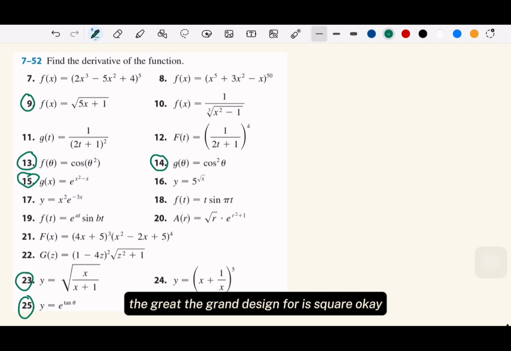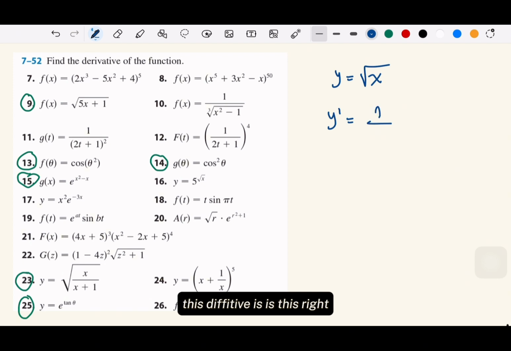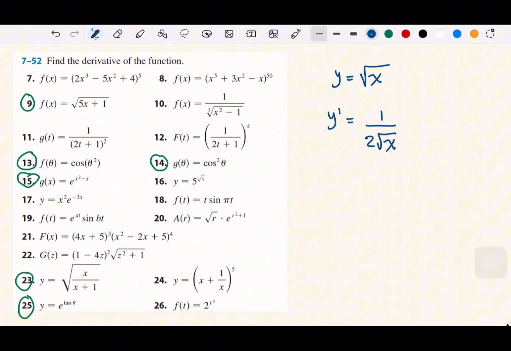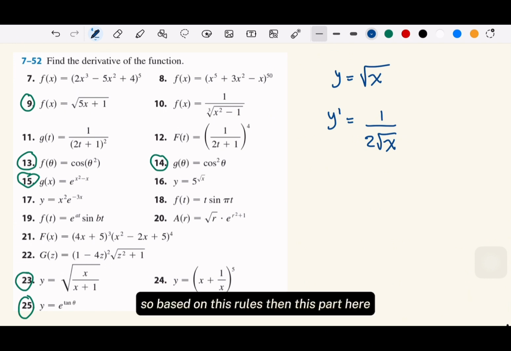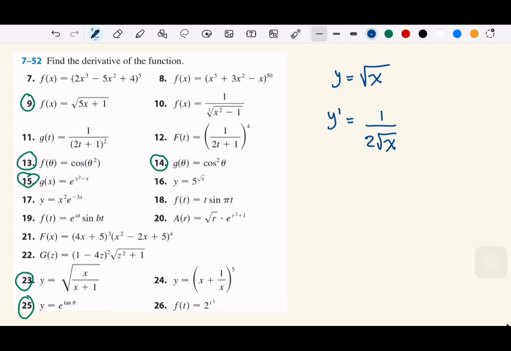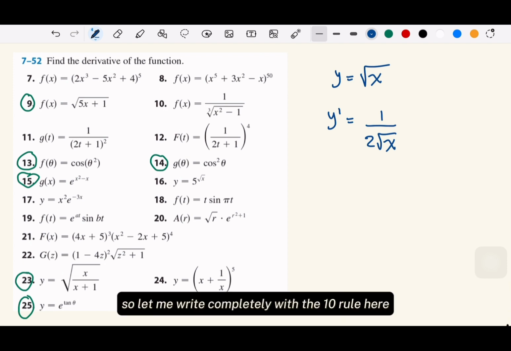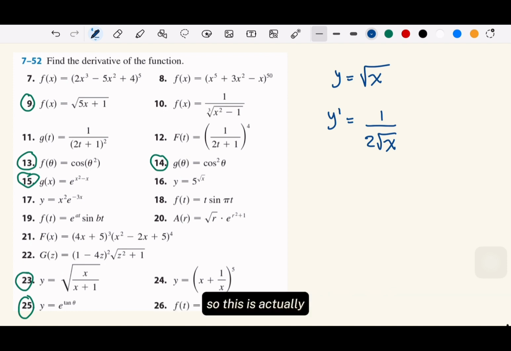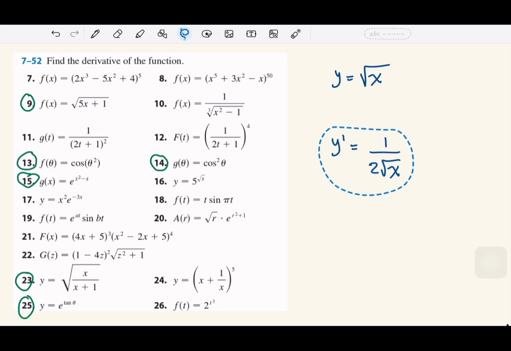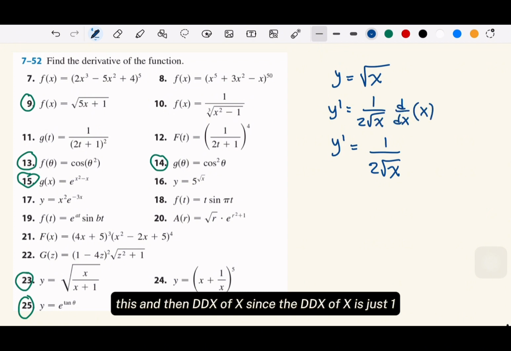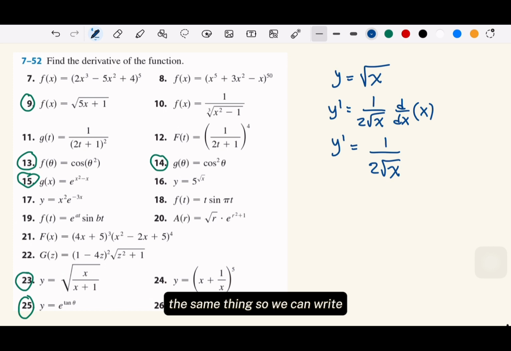The grand design for this square root, I think I mentioned before, is whenever you have y equals square root of x, the derivative is this, let me write it clearer. Based on these rules, remember you need to multiply with the chain rule. Since it's just x, let me write it completely with the chain rule here, and then d/dx of x. Since d/dx of x is just 1, we can just write this, and do the same thing with this.